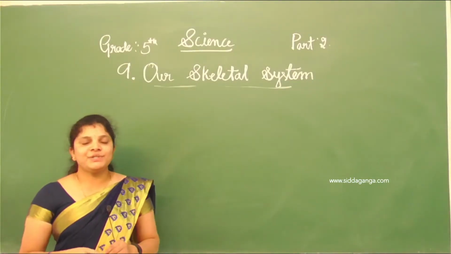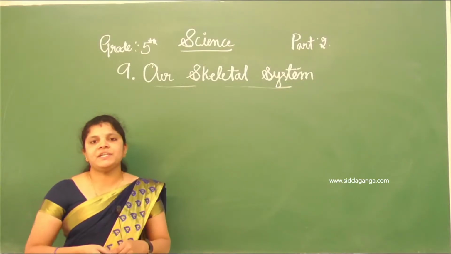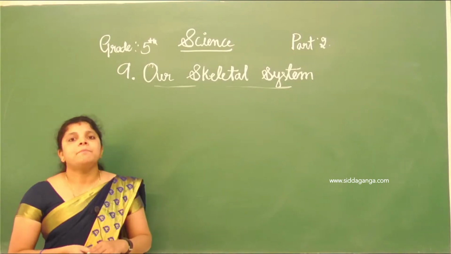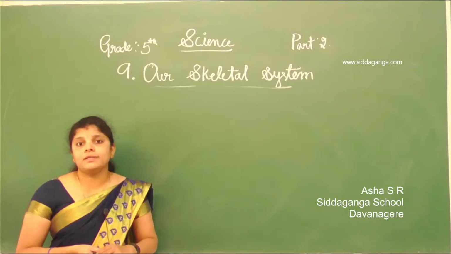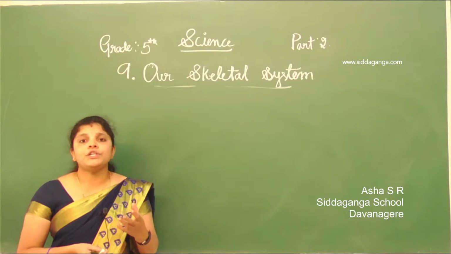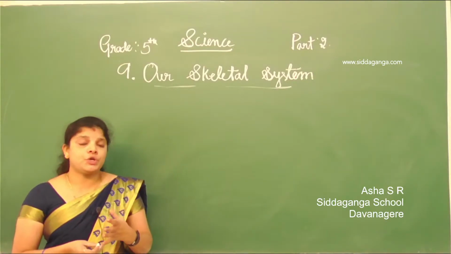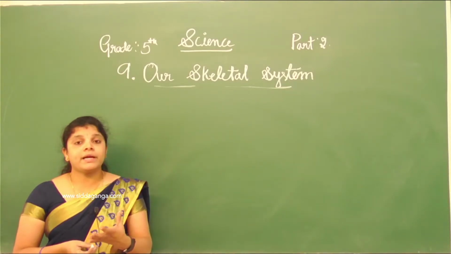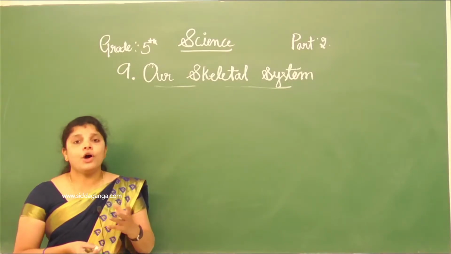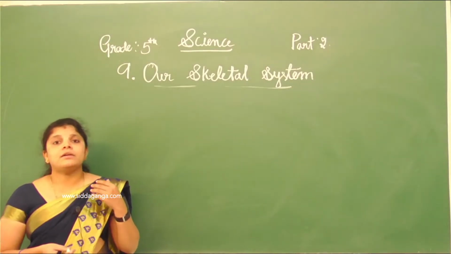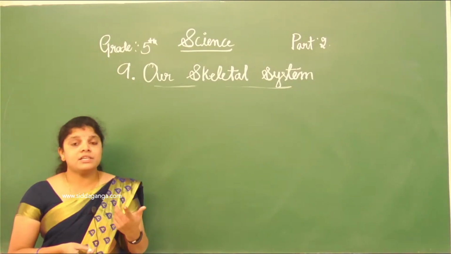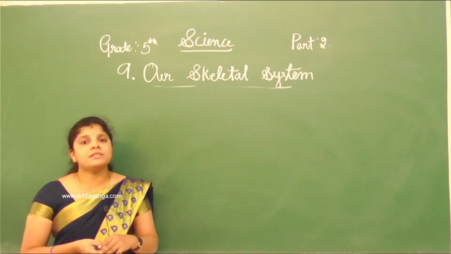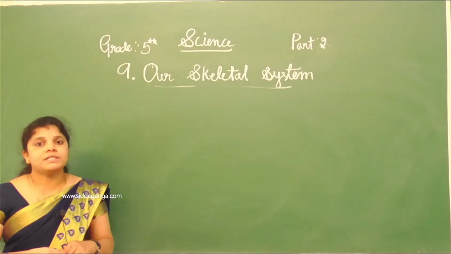Hi, hello my dear students. In the previous session we discussed cells. Cells are the building blocks of all living organisms. Cells joined together make a tissue, and tissues joined together make an organ. Organs are joined together to make an organ system. There are many organ systems in our body: respiratory, skeletal, muscular, excretory, reproductive. There are many organ systems in our body, isn't it?